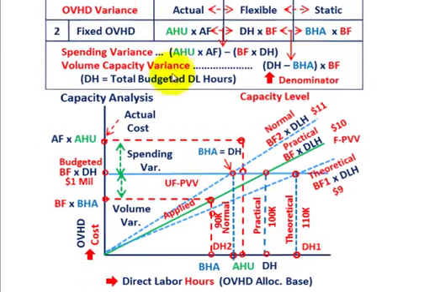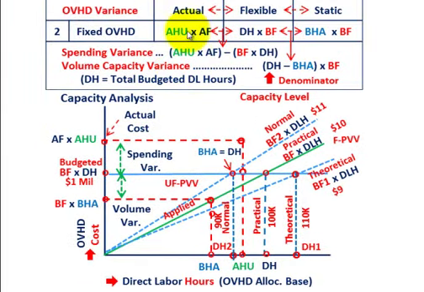We can go up to our chart and see it. That was our actual hours used here times the actual fixed rate here versus the flexible amount, those denominator hours that we have established times some budgeted fixed rate here. So it's really that difference. The spending variance is really our actual cost versus our budgeted cost here.